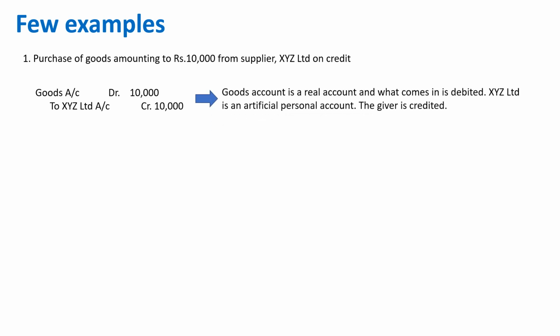So why is goods debited here? Because goods are a real account and it is coming into the company, so it is debited. On the other side, XYZ is a personal account, and he is a giver, hence it is credited. Now, cash paid to XYZ Limited rupees 10,000, because the first transaction was a credit transaction. Now you are making payment to XYZ Limited. So what should be your entry here? XYZ account debited rupees 10,000 to cash account rupees 10,000.